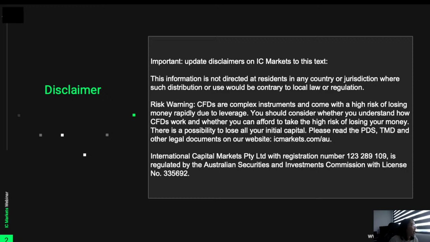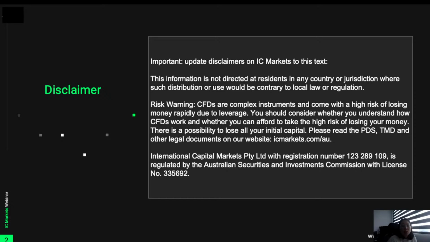We're going to have to start with a disclaimer. Just a very important disclaimer: any information shared in this webinar should not be construed as trading advice. Please take this as educational. Even if you find a setup today, please take it as us trying to show you how we got the setup. This information is not directed at any residents in any country or jurisdiction where distribution or use would be contrary to local law and regulations. So just be careful.